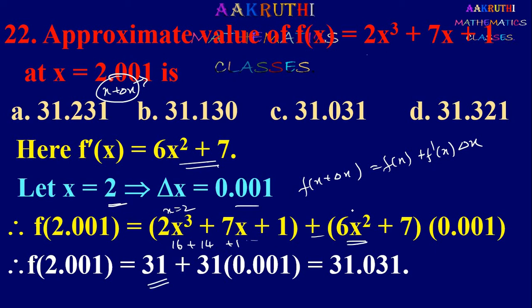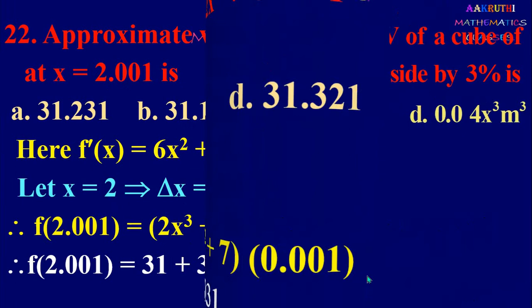And here also we substitute x equal to 2. So we get 2 square, 2 square is 4, 4 into 6 is 24, 24 plus 7 is 31, and 0.001 as it is. So we get 31 plus 31 into 0.001, which is 31.031. So which is option C. So here the correct option is option C. That is, the approximate value of f of x equal to 2x cube plus 7x plus 1 at x equal to 2.001 is 31.031, which is option C.